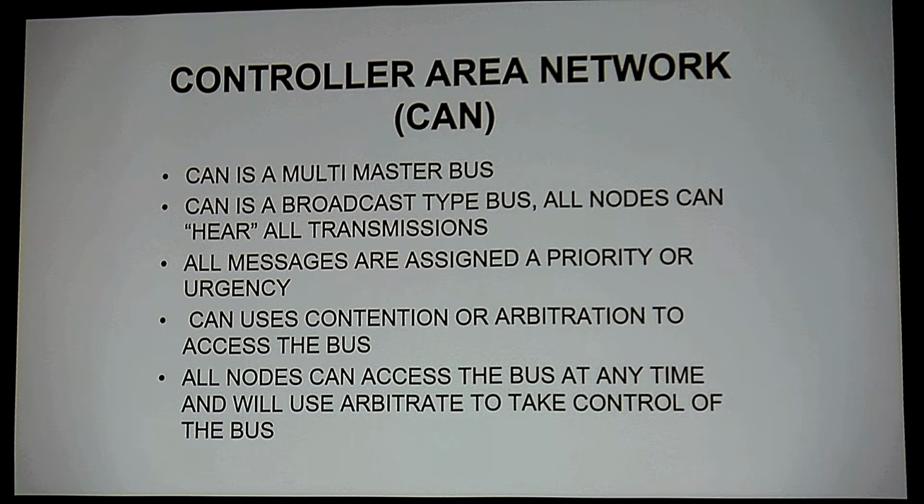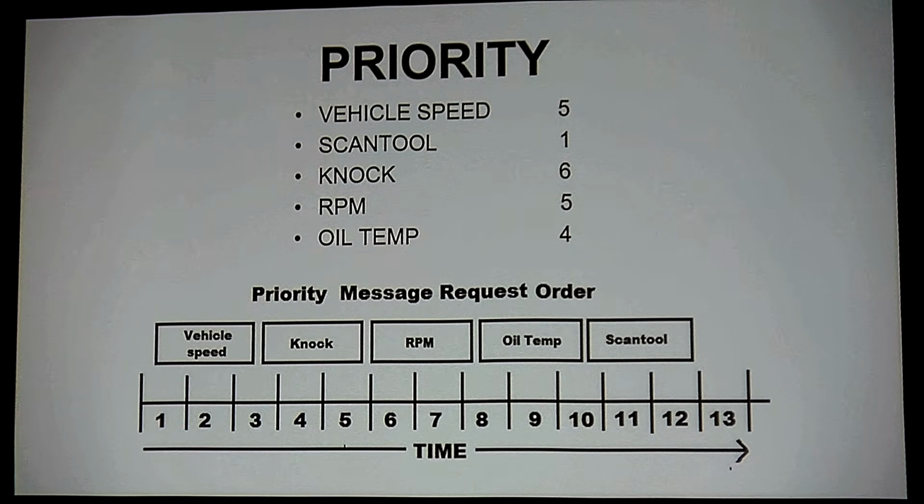This is arbitration. All nodes can access the bus at any time. Anytime I want data, I can go to it, because I'm a master, right? But I may not have the highest urgency, so my message has to wait to be transmitted. This is going to be done in priority sequencing. So this is how the CAN transceiver stacks the data out once you have the data.